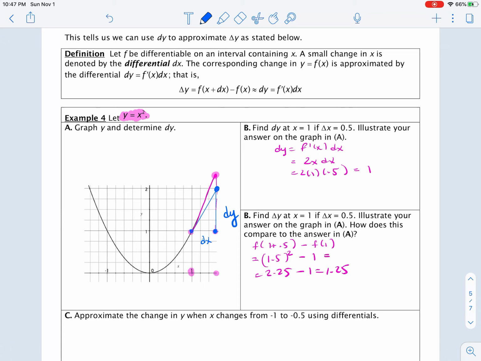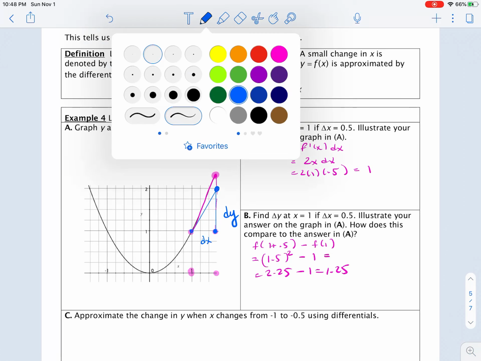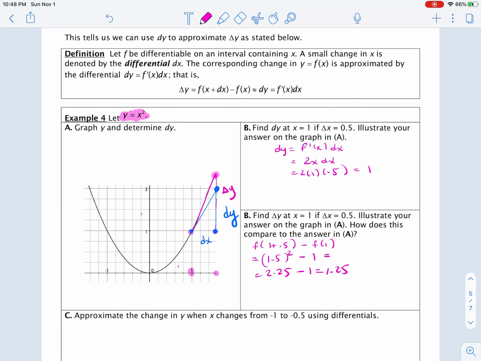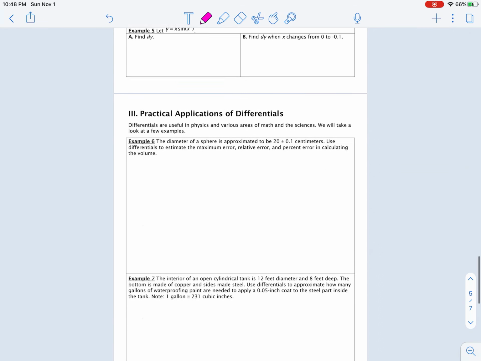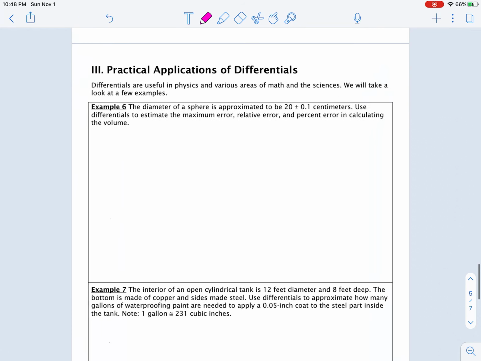But my delta y is my actual change in function output. So I'm going to do f of 1 plus 0.5, take away f of 1, and my function is y equal to x squared. So 1.5 squared is 2.25, and f of 1 is 1 squared, which is just 1. If I take my difference there, I get 1.25. So my delta y is actually going to be the one in pink, and that is going to be my difference in value there.